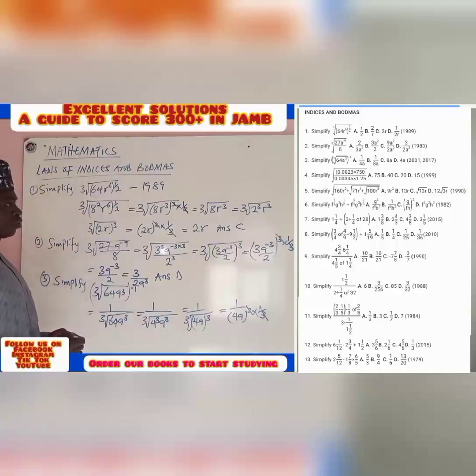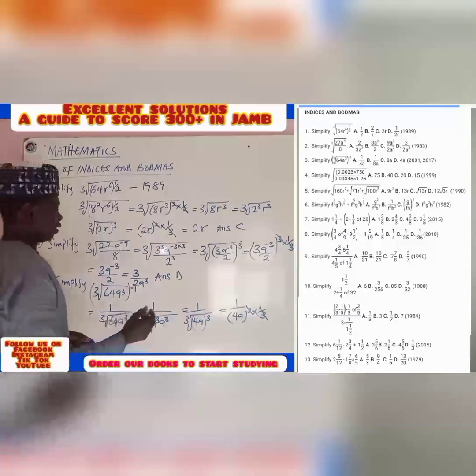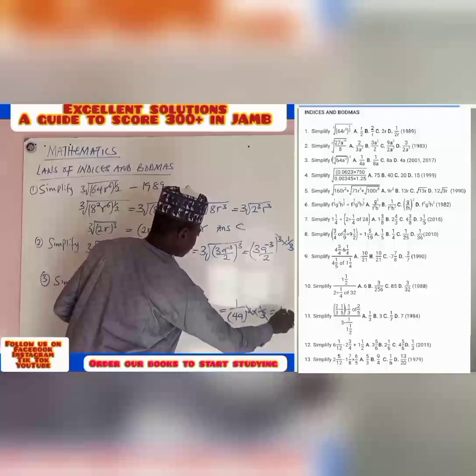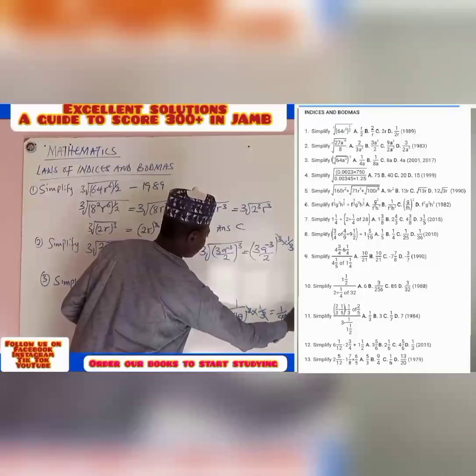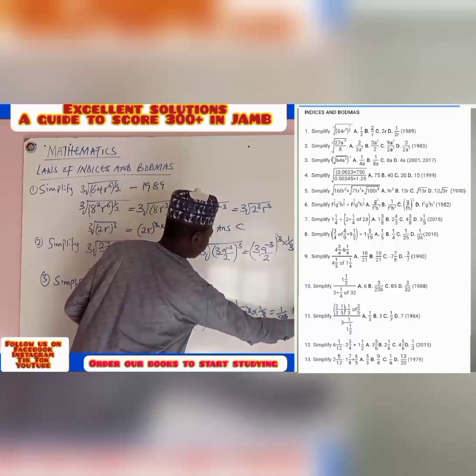So if we look into our options, A is 1 over 4a, B is 1 over 8a, C is 8a, D is 4a. So 1 over 4a is our answer. We can now say it equals 1 over 4a, and the answer is option A. Option A is our answer.